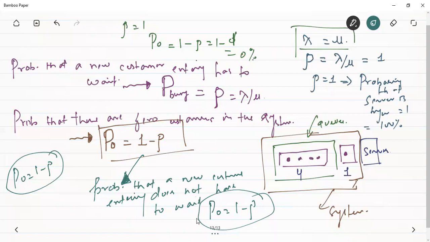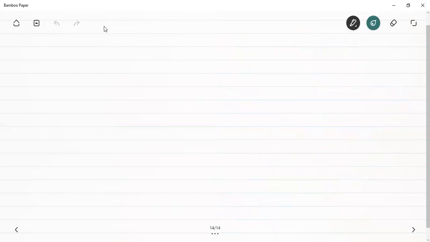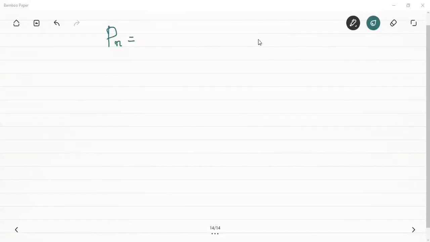Okay, there's one formula: the probability that there are n customers in the system, I will directly write the result. The probability that there are n customers in the system is given by P subscript n, and it is equal to rho raised to the power n into 1 - rho. या इसको हम इस टर्म में भी लिख सकते हैं that Pn is equal to rho raised to the power n into 1 - rho, and we know that 1 - rho is equal to P naught, that is the server is idle.